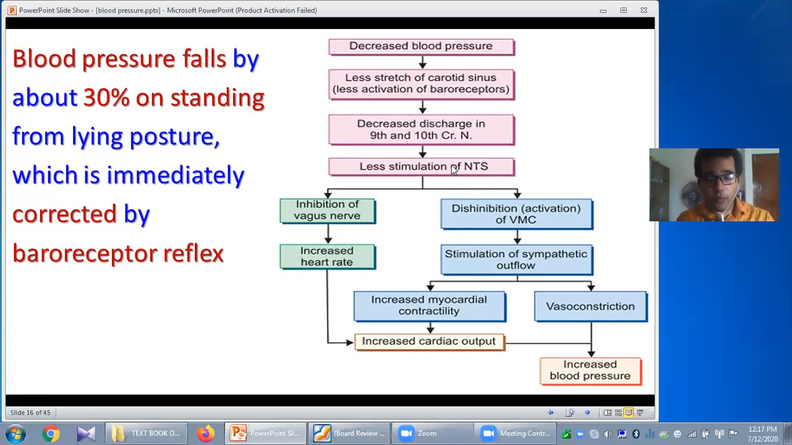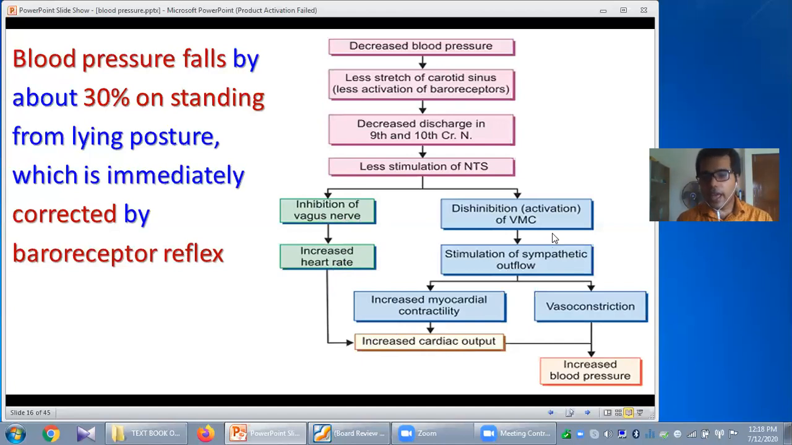There are two important areas, the cardio-acceleratory area and the cardio-inhibitory area. Now you have to inhibit the cardio-inhibitory area. That is, you have to inhibit the vagal activity, and you have to enhance or activate the vasomotor center, that is mainly the vasoconstrictor area. So what will happen? If the vagal activity decreases, that means heart rate increases, because normally the vagus nerve decreases heart rate. So when there is an inhibition of the vagal center, your heart rate increases. So that will ultimately increase cardiac output.